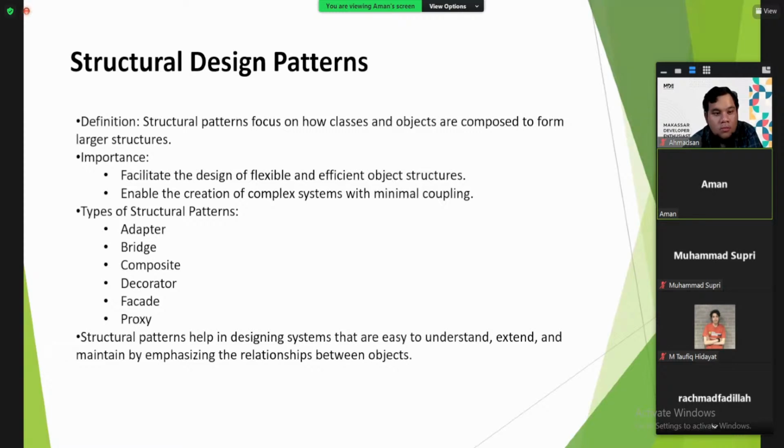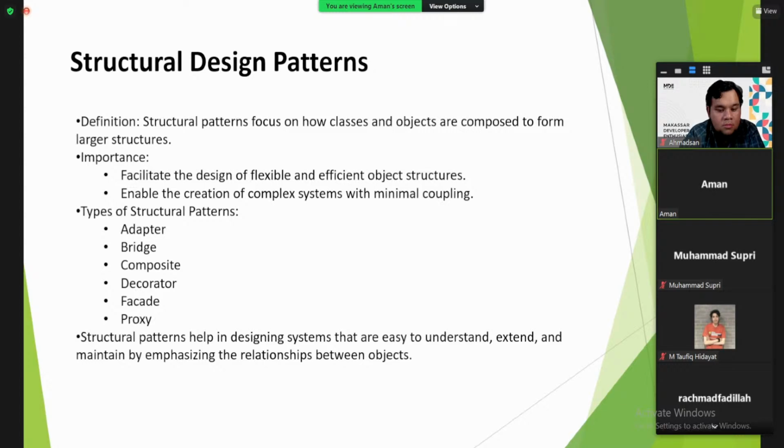We want to reduce coupling in the system so that the objects are not tightly coupled but loosely coupled, so that it is easier to maintain and easier to add new functionality. So the types of structural patterns are adapter, bridge, composite, decorator, facade, and proxy.